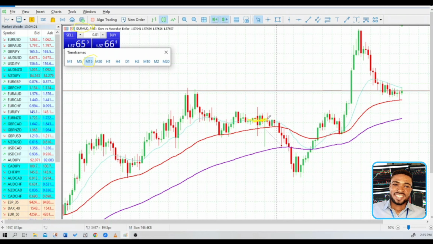As you can see, here was my long, hoping that the market would go up. But the market retraced. It stopped me out, and then after that the market reversed. So I can't do anything about it. It's bad luck. It's part of trading.